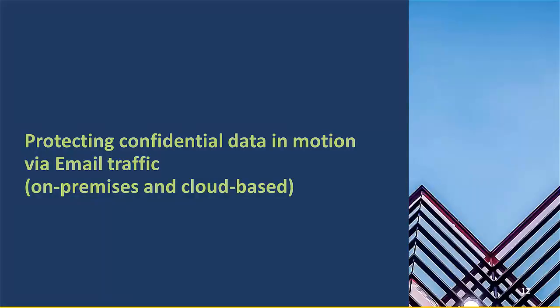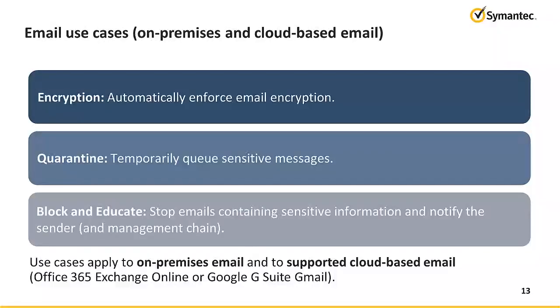Protecting confidential data in motion via email traffic. In order to protect confidential data in motion through email traffic, we need to understand the use cases for ensuring that confidential data does not leave the organization through the improper use of email. This figure here lists some examples that Symantec DLP offers for protecting data in motion flowing through email. This can include encryption, quarantine, or blocking the email entirely and then notifying the sender and the manager.